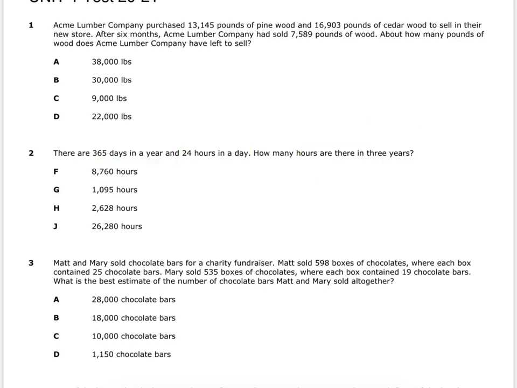All right, number 3. Matt and Mary sold chocolate bars for a charity fundraiser. Matt sold 598 boxes of chocolates, where each box contained 25 chocolate bars. Mary sold 535 boxes of chocolates, where each box contained 19 chocolate bars. What's the best estimate of the number of chocolate bars Matt and Mary sold altogether? So the key word in this one is best estimate. So in other words, we're going to be estimating again.